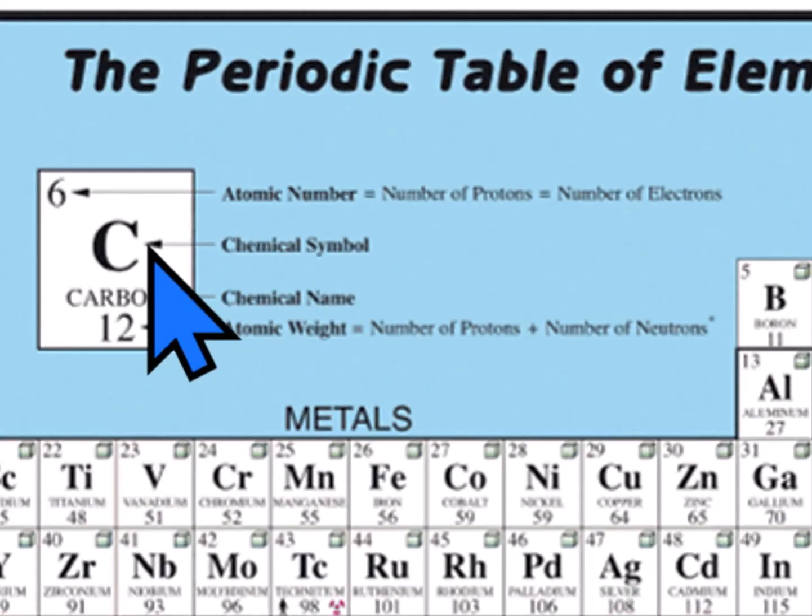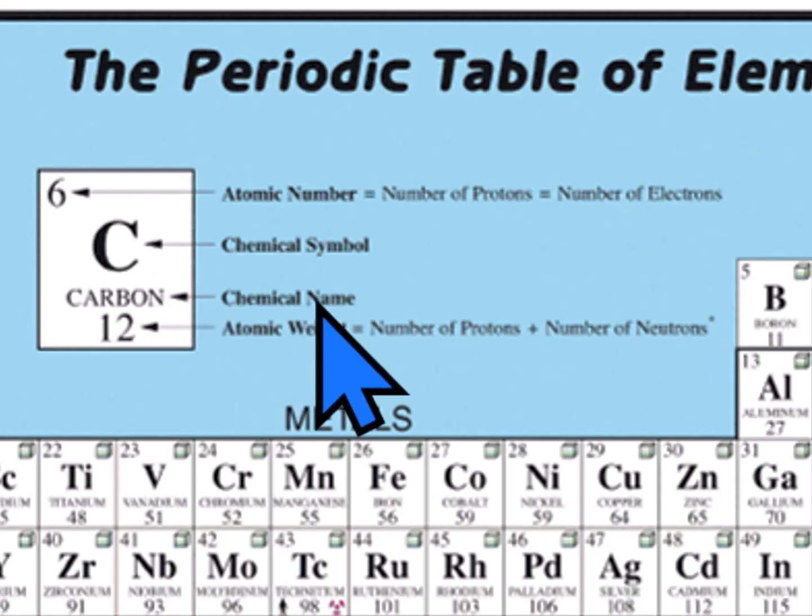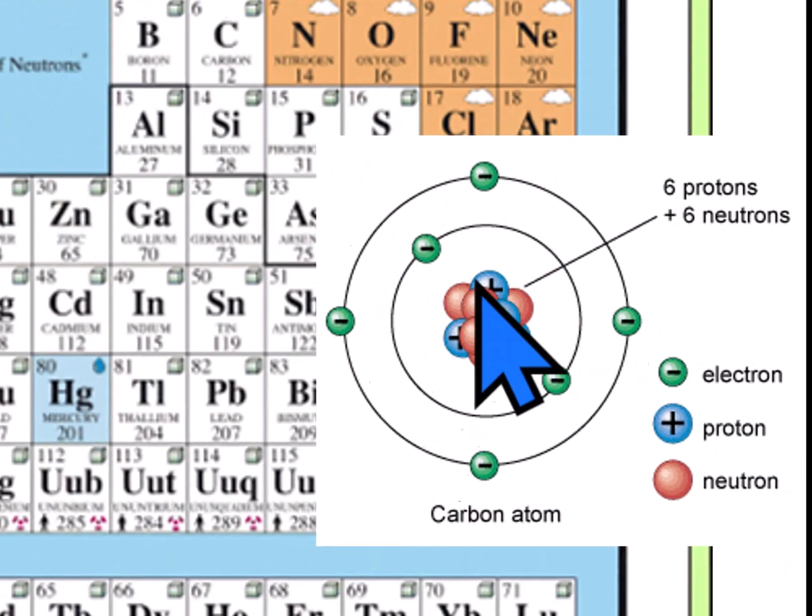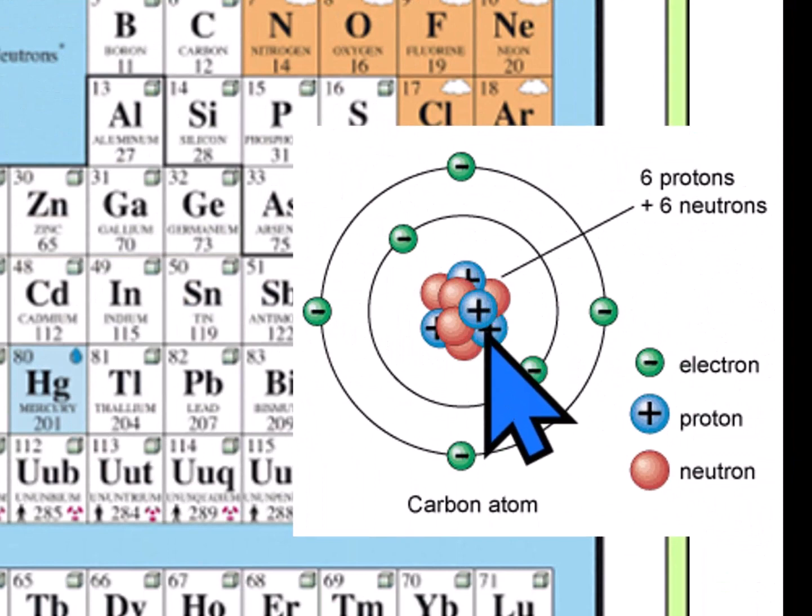It has a chemical symbol. In this case, it's carbon. It gives you the chemical name. It tells you what the atomic weight is, which is the number of protons plus the number of neutrons. And remember, protons and neutrons are found in the center of an atom. Protons have a positive charge. Neutrons don't have a charge.